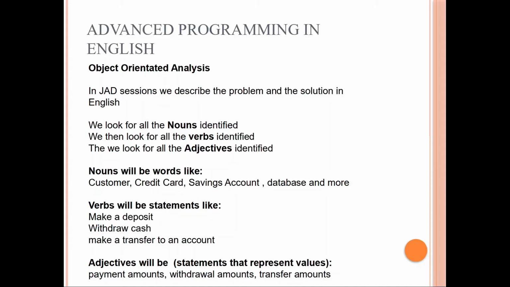When we are completed the JAD session, we will take the result of the description of the system and we will start looking for nouns. The nouns will identify classes. We will also look for verbs and we will also look for adjectives. So nouns will be words like customer, credit card, savings account, database, etc. Verbs will be statements like made a deposit, withdrew cash, made a transfer to an account. And adjectives will be statements representing values: payment amount, withdrawal amount, transfer amounts.